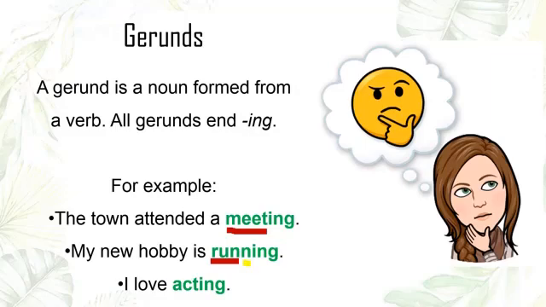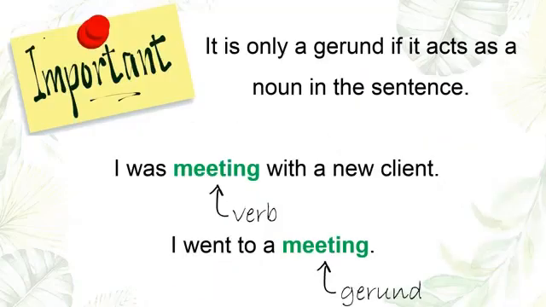And then our last one is: I love acting. We've taken the verb act and we have added -ing so that it forms the function of a noun in the sentence. So acting forms the function of a noun.